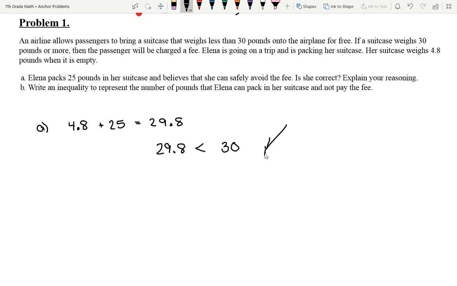Ooh, that's a terrible line. Let's try that again. Yes, it's not much better.